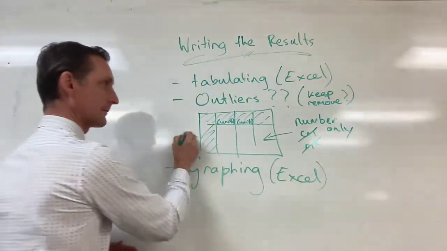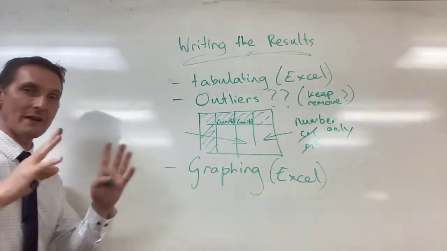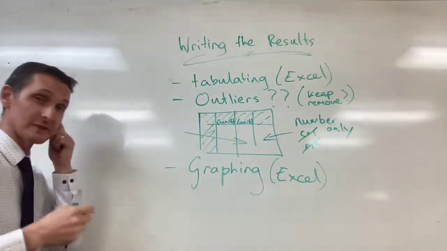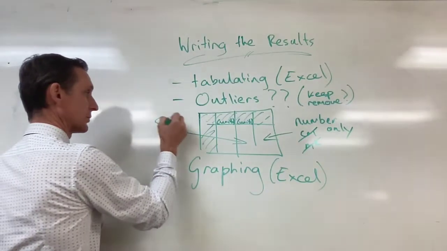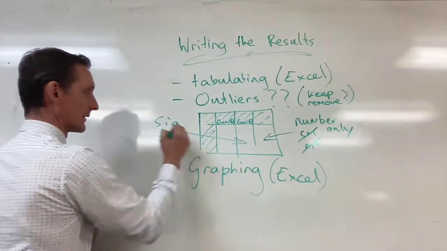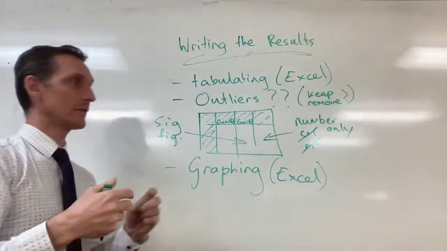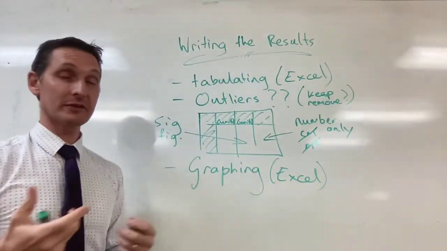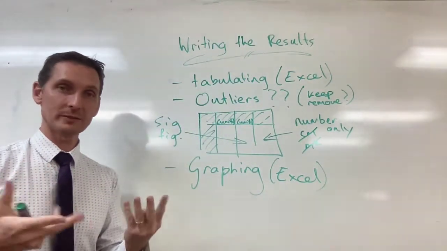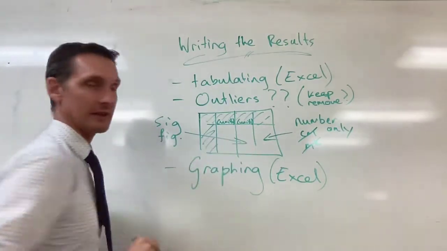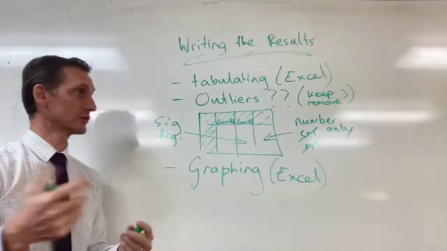And also, they should have the exact same decimal places or significant figures. I'll put sig fig. So if the data that you're gathering is only to 2 decimal places or 1 decimal place, then everything else within that should be to 1 or 2 decimal places.